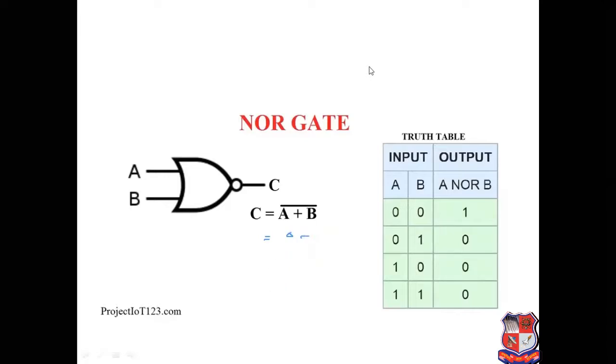Same, if you are putting the value 1, 0, then 1 plus 0 is 1, and 1 bar is 0. And if you are putting the value 1 plus 1, then 1 plus 1 is 1 and 1 bar is 0. So here you can see that the NOR gate is nothing but the complement of the OR gate. If you compare the truth table of the OR gate and the NOR gate, then you will see that both are the complement of each other. So in the NOR gate, you can see that if both my inputs are 0, then my output should be high. Otherwise, it is low.